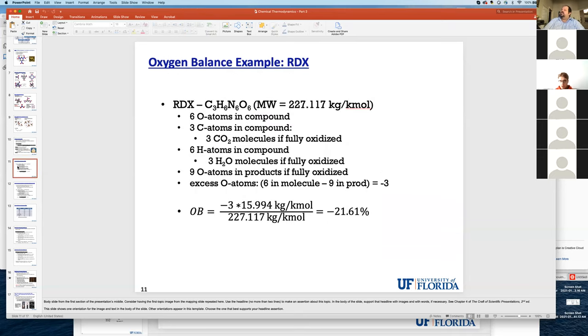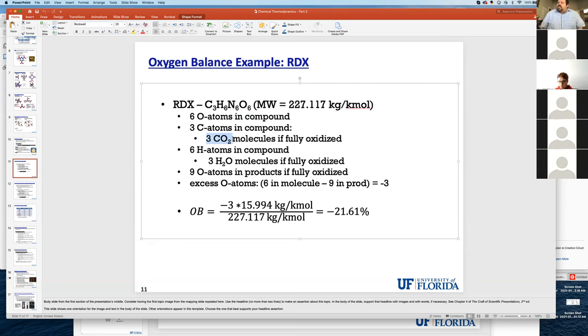Okay, and so we'll just have an example here of how to calculate the oxygen balance. Here is RDX, C3H6N6O6. You can look up online, its molecular weight is 227.117 kilograms per kmol, or grams per mole, same difference. To calculate the oxygen balance, you first take note of how many oxygen atoms there are in the compound. There are six of those. Then you take note of how many carbon atoms there are and how many hydrogen atoms there are. There are three carbon atoms, and those, if fully oxidized, will form three carbon dioxide molecules.